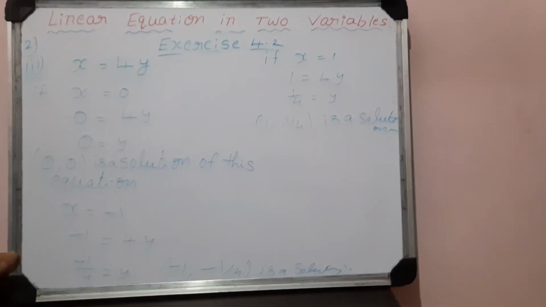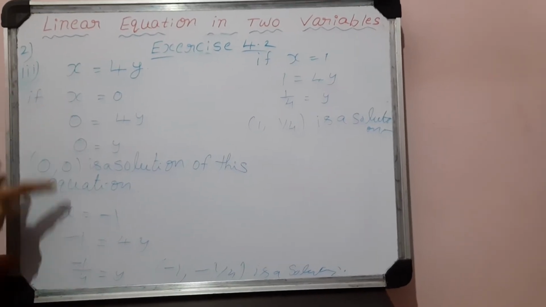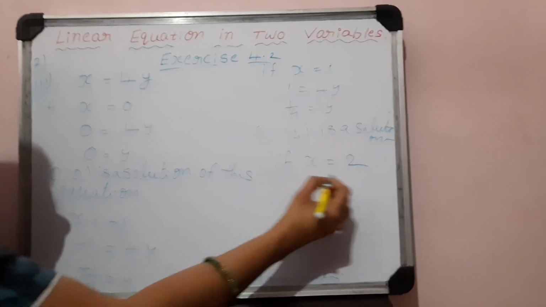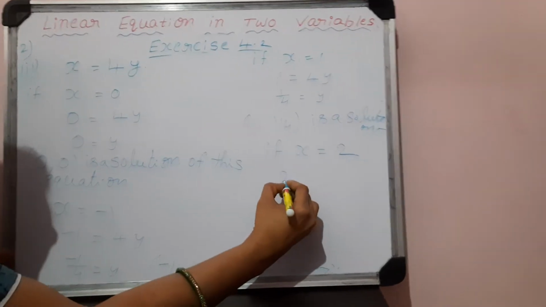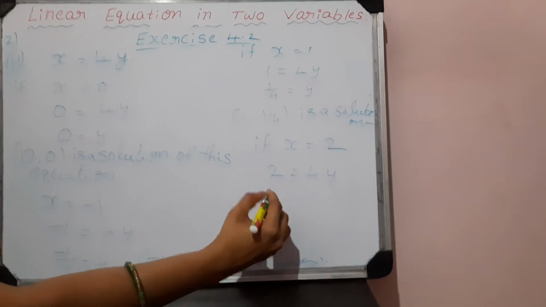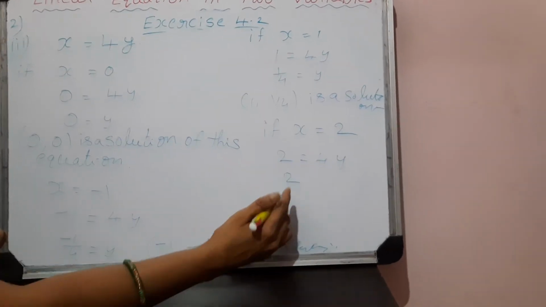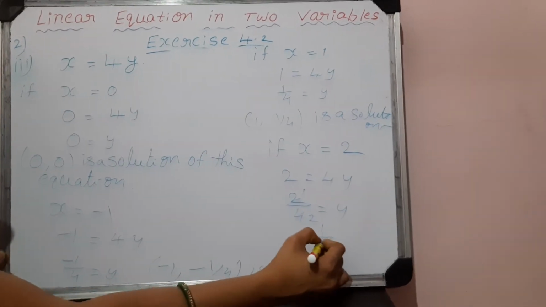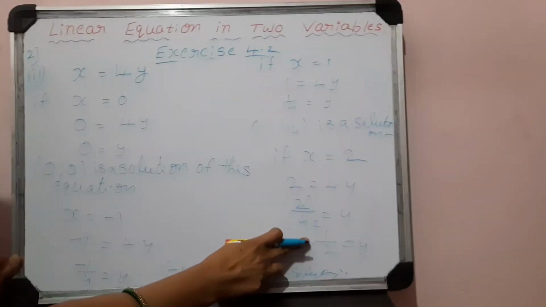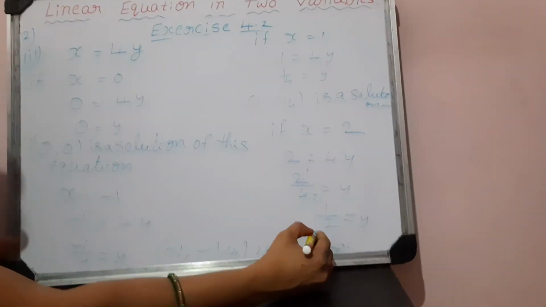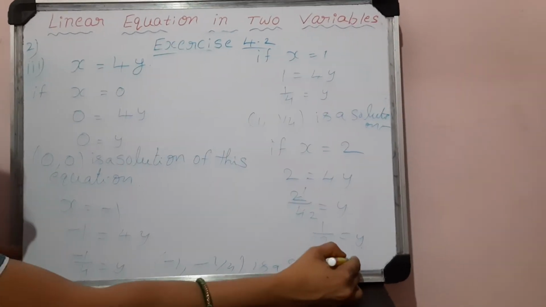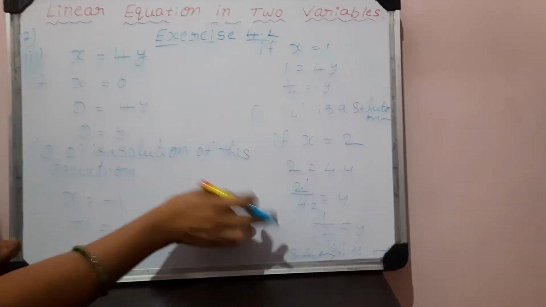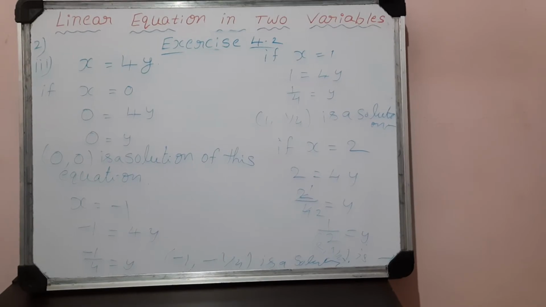How many solutions are they asking? 4 solutions. 1, 2, 3, it's over. Now if x equal to 2, then 2 equal to 4y. 4 is doing multiplication here, so 2 by 4 equal to y. 2 ones are 2, 2 twos are 4, so 1 by 2 equal to y. So 2 comma 1 by 2 is a solution of this equation. How many solutions? 1, 2, 3, 4. Understand? We'll move to the next sum.